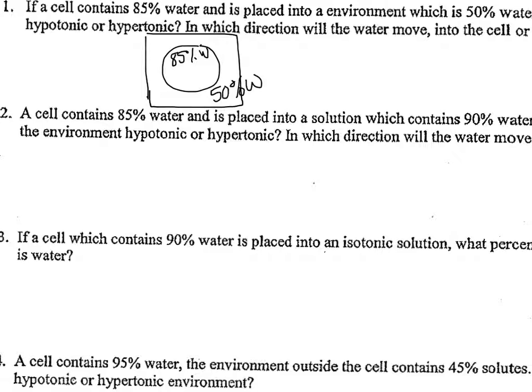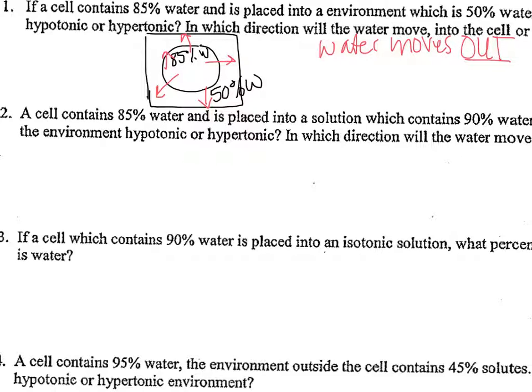So immediately, you can figure out which direction the water will move. So 85% is the high concentration, 50% is the low concentration of water. Therefore, water moves from an area of high to low. So water is going to move out of our cell. Water moves out.